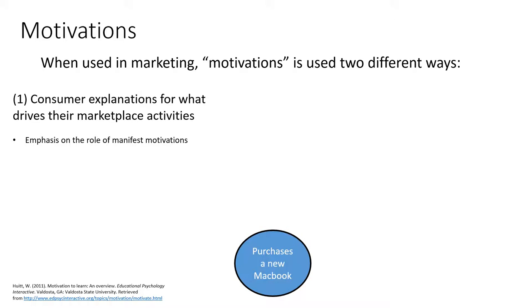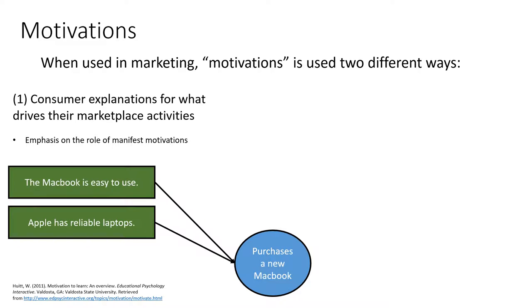Let's say someone purchases a new MacBook. What reasons might they give to explain this marketplace activity? Well, they may say the MacBook is easy to use and Apple has reliable laptops. These are manifest motivations. This person is directly conveying what their motivations are to make this marketplace action.